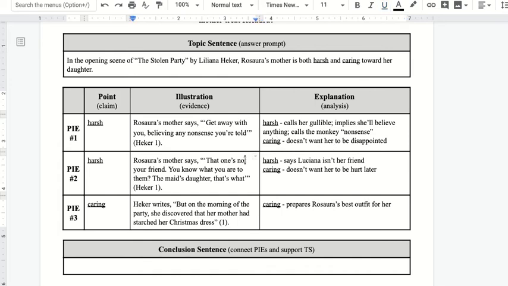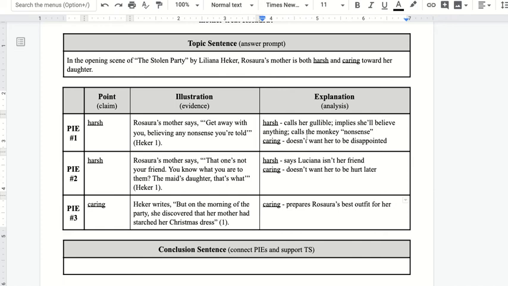And then my next quote, just talking about Rosaura not being real friends with Luciana. This is harsh because she says Luciana isn't her friend, but again, I think it's coming from a place of caring because she's trying to lower her expectations. And then my last one, on the morning of the party, she discovered that her mother had starched her Christmas dress, so she's helping her get ready, so that's showing that she's caring. Right, so I can look at all these together and see how they support my topic sentence.